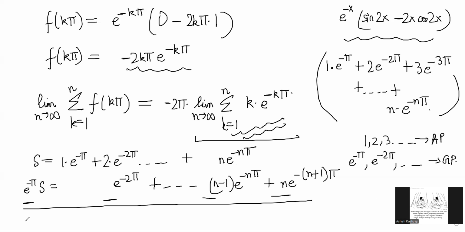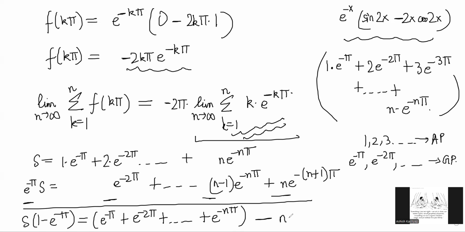And what we end up getting is S into 1 minus e power minus pi is equal to this sequence: e power minus pi plus e power minus 2 pi and so on till e power minus n pi, and then subtraction of n e power minus n plus 1 pi. So this is the standard technique by which you find the sum of an AGP, right? So we are getting this expression. We have to solve for S here, and if you do that, you will get an expression like this.